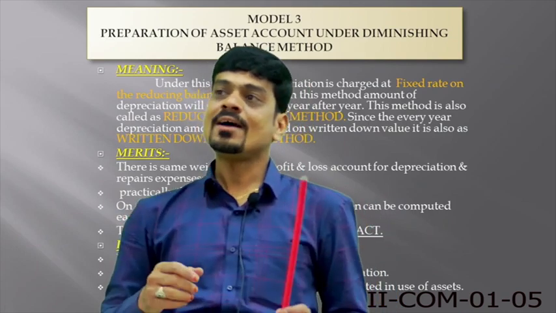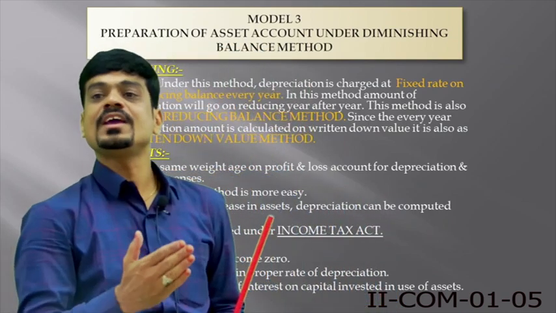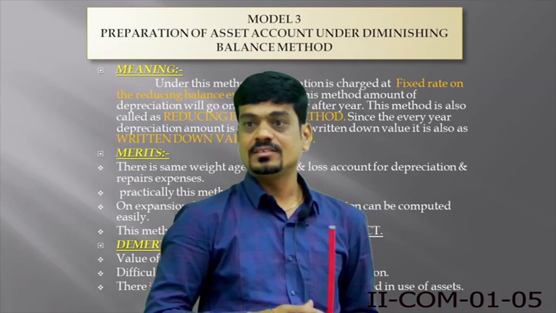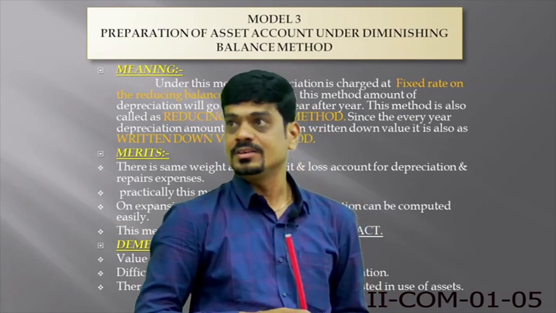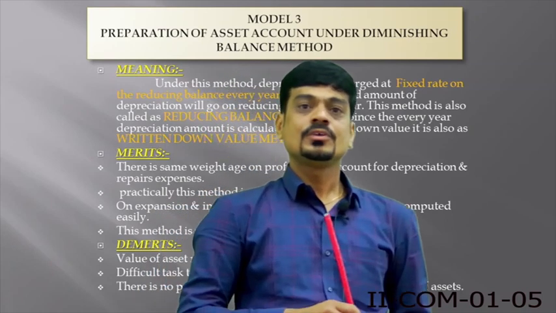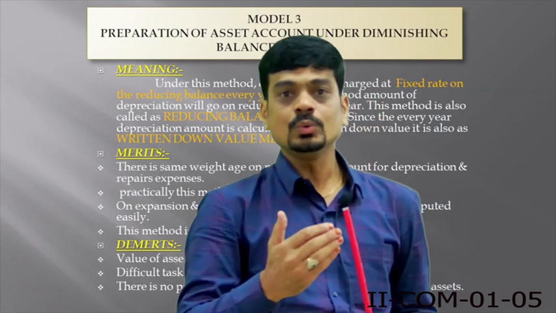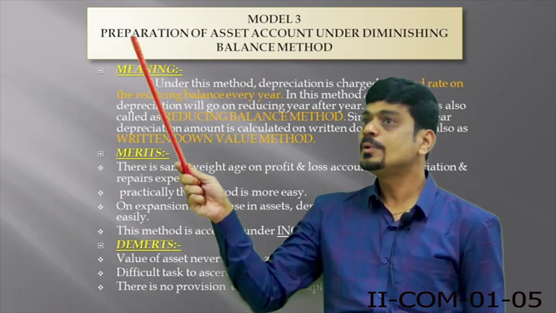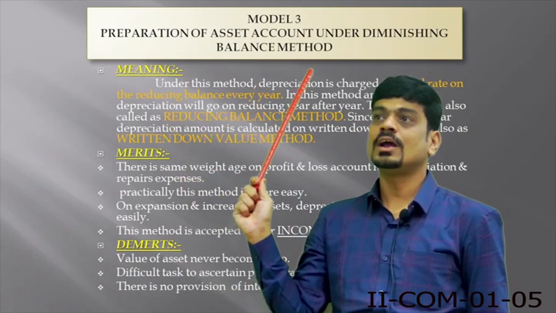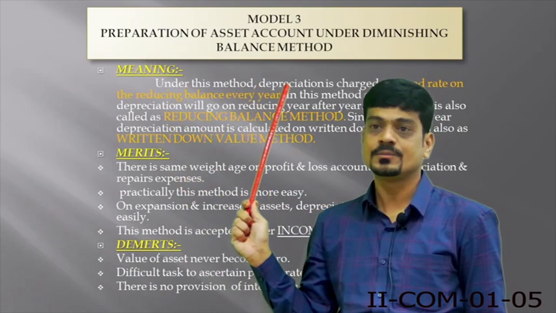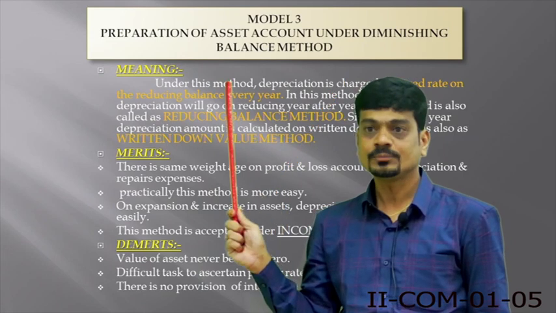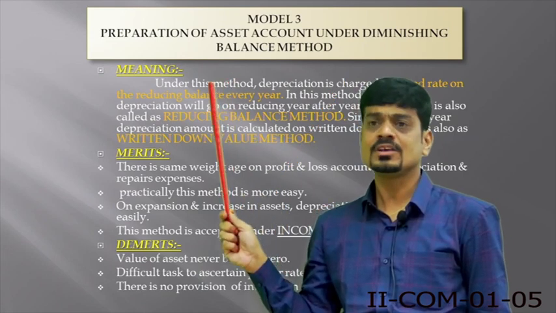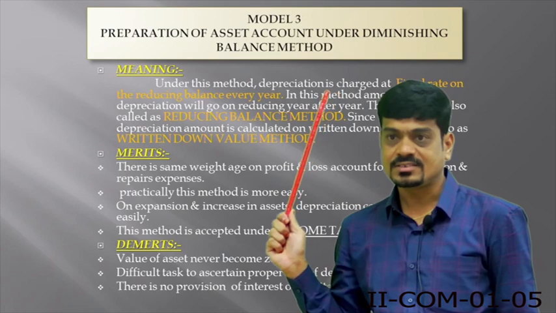Hoping you all have done the assignment which I gave you in the last class. That was on the straight line method. Now, we are going to do the third model, and the model is preparation of asset account under diminishing balance method. That is the last method. And after this, we are going to do the sale of asset.